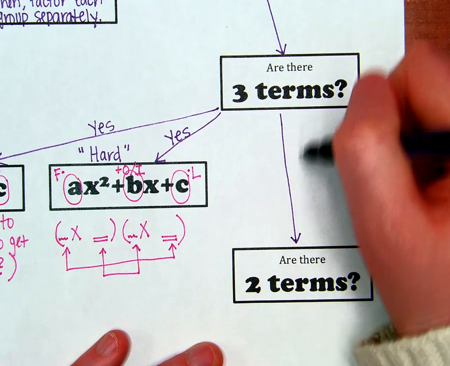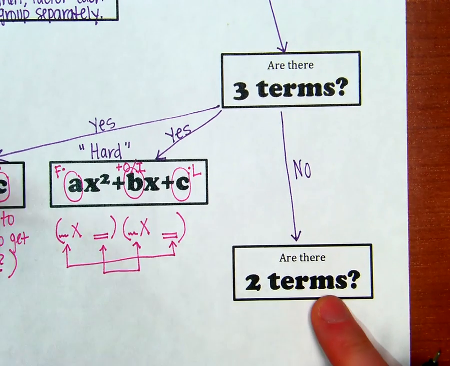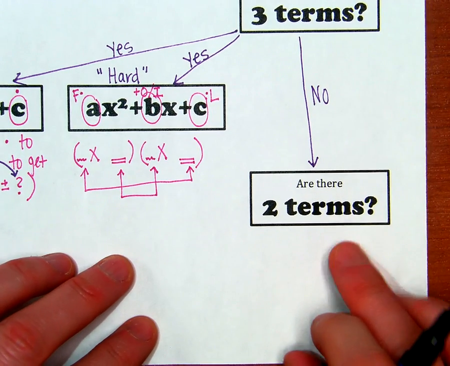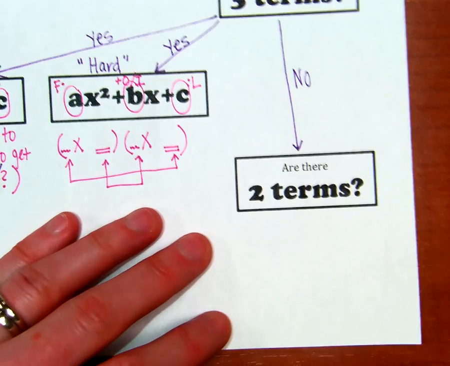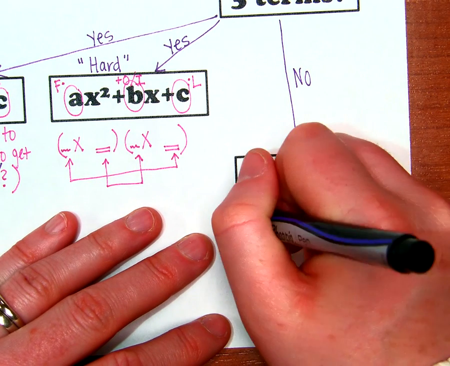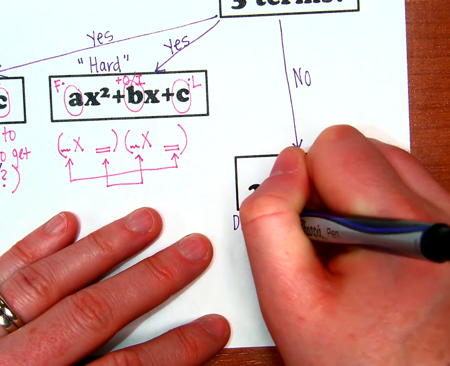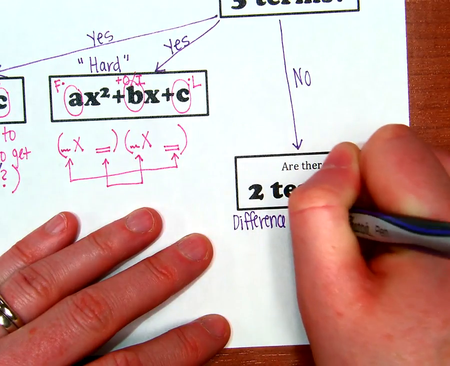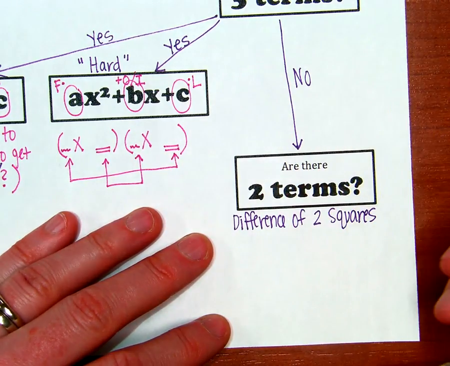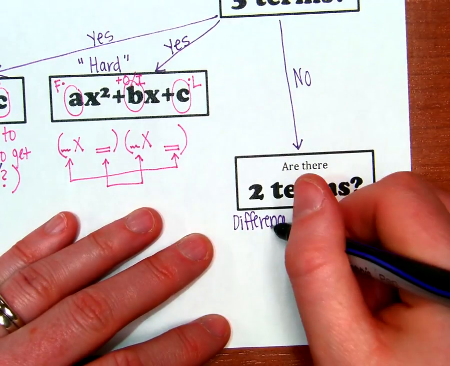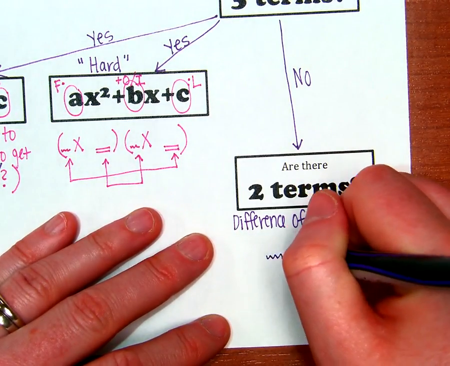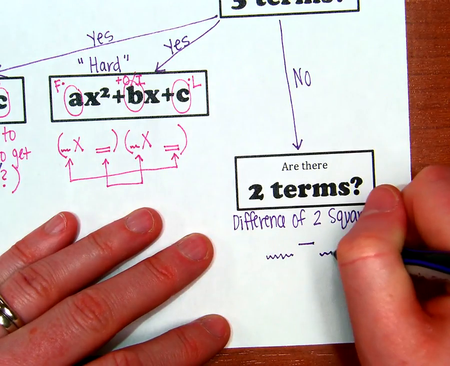So if there's not 3 terms, then let's consider, okay, well then are there 2 terms? That's kind of the question that you ask yourself. If there are 2 terms, then your job is to ask yourself, okay, is it a difference of squares? All right, so I want you to write difference of 2 squares. Now remember, the word difference in math literally means subtraction. So this will look like some sort of perfect square minus another perfect square.